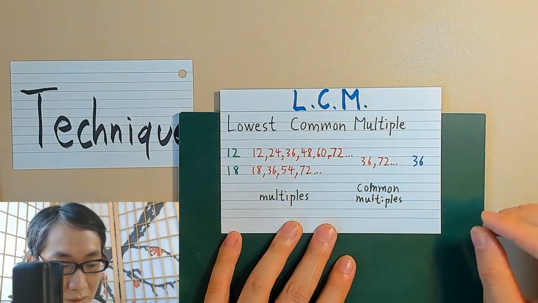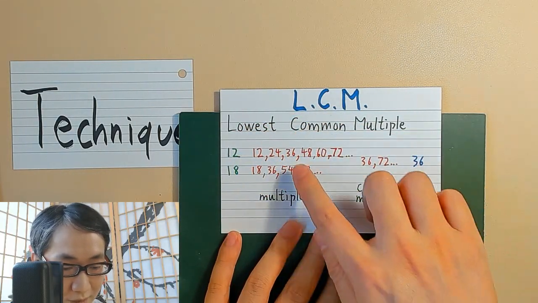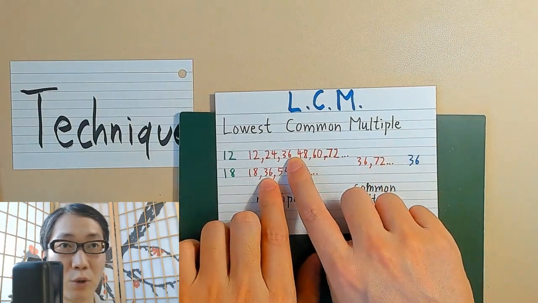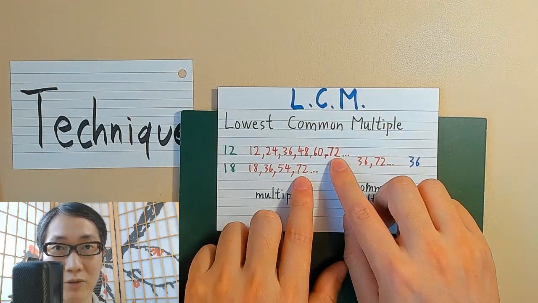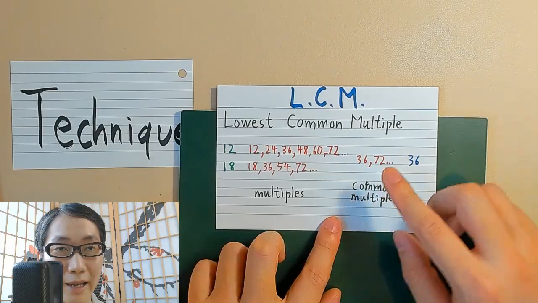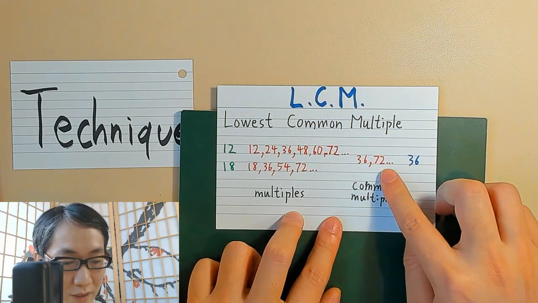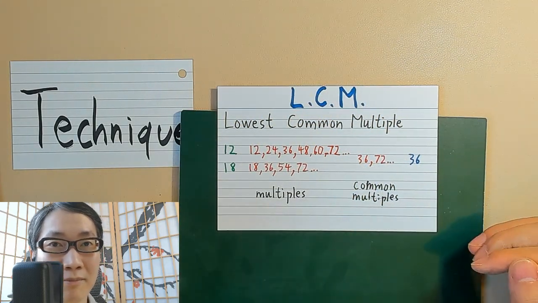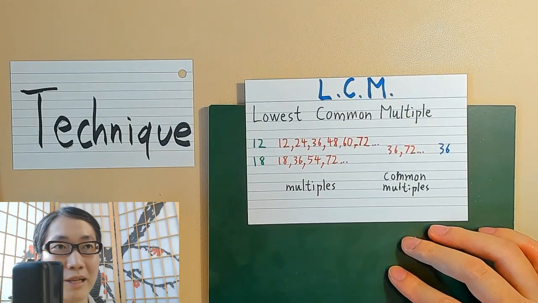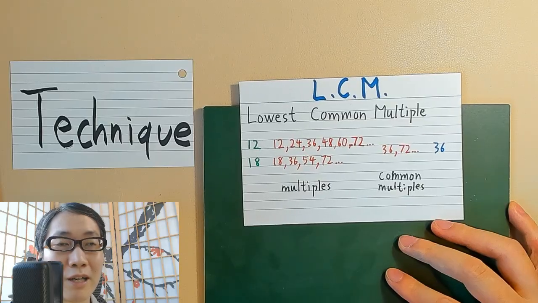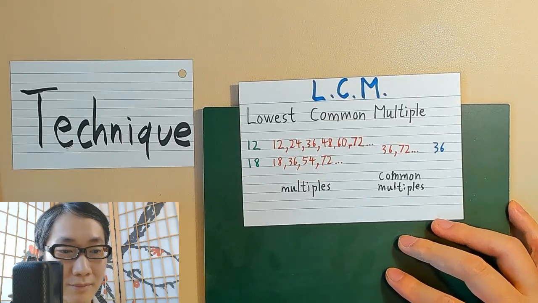And among these multiples, 36 appears on both of the lists. So it's a common multiple, also 72. And the lowest common multiple will be 36. So this is the first method, the natural method to find the HCF and LCM.